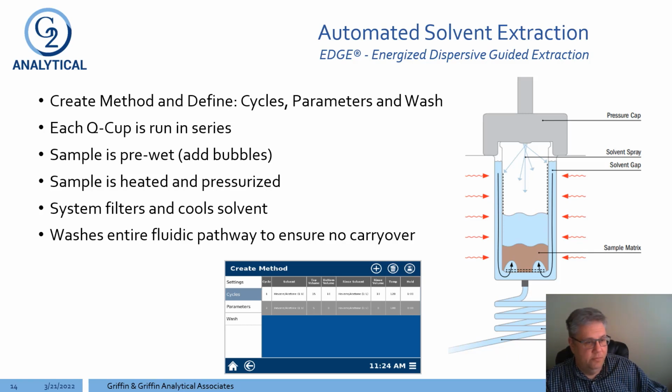It adds the sample or pre-wets the samples. You can even add bubbles if you want to help with the agitation and mixing, which we actually did in one of our applications, and I'll mention that in a second. And then the sample is heated and pressurized, then it's completely cooled and filtered out. And then, which is very important for us, it washes that entire fluidic pathway to ensure that there's no carryover from sample to sample. These cannabinoids are extremely sticky, so it was very important for us to make sure we didn't have any carryover between samples.